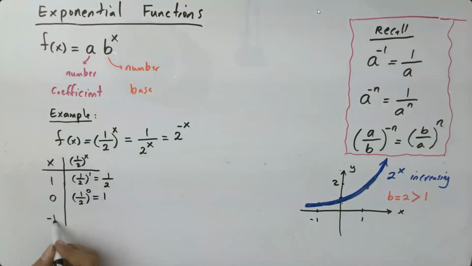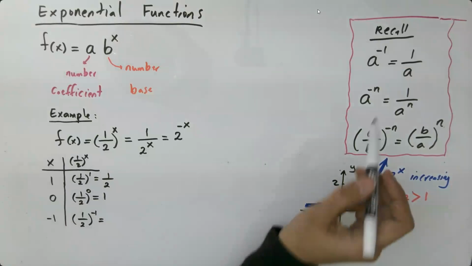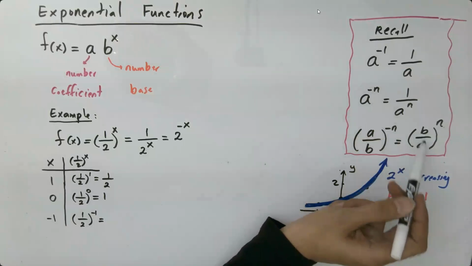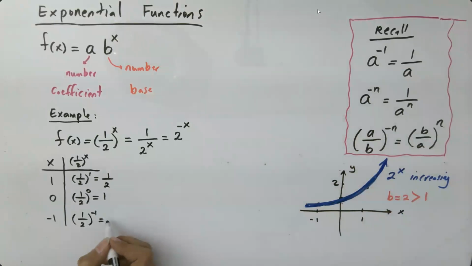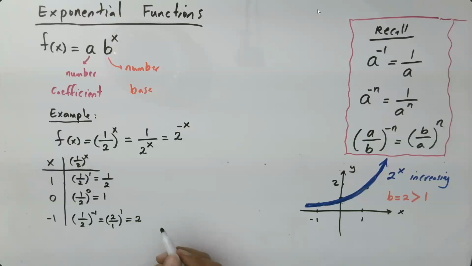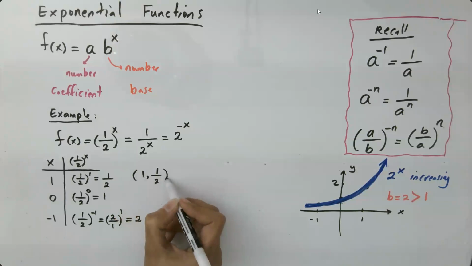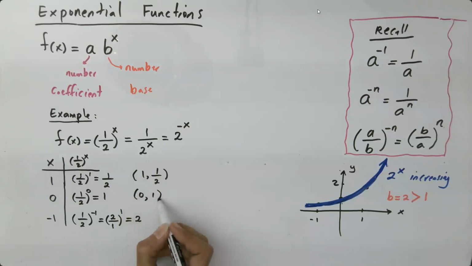If I plug in -1, I get a half to the power -1. Remember, having a negative exponent, you're going to flip your fraction and have a positive exponent. You get 2 divided by 1 to the positive exponent, which is nothing but 2 to the first power, or just 2. But what's the meaning of that? It means that (1, 1/2) is on the graph, (0, 1) is on the graph, (-1, 2) is on the graph. So let's graph this guy.